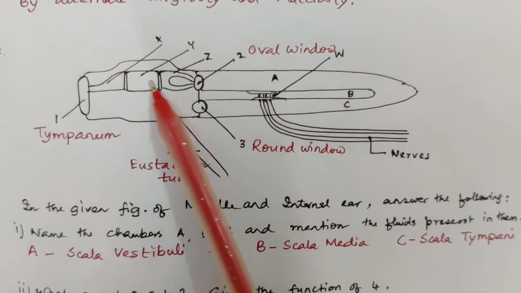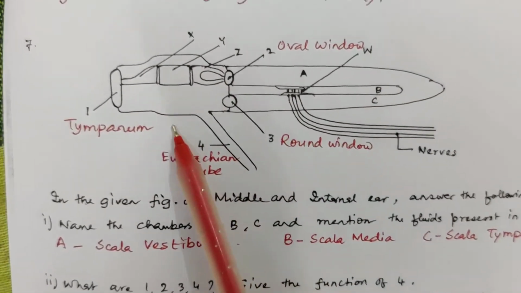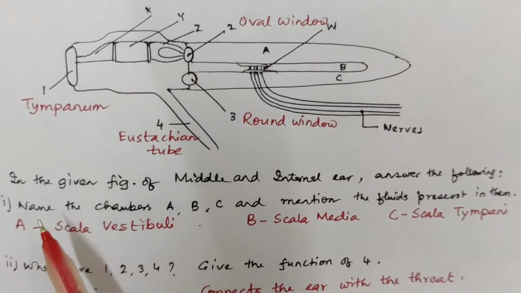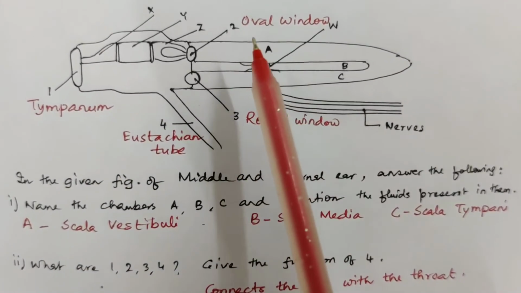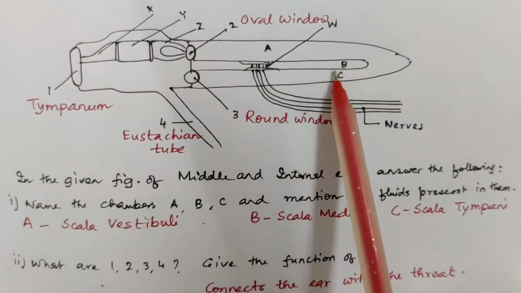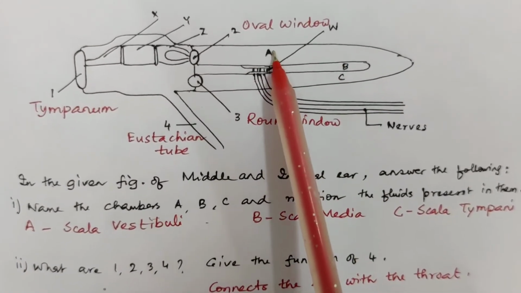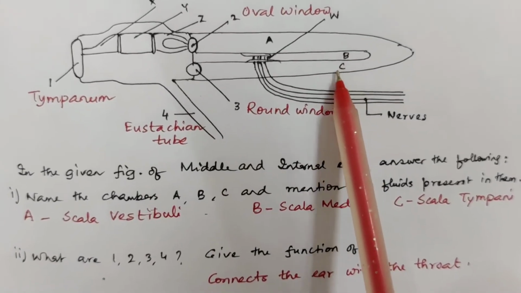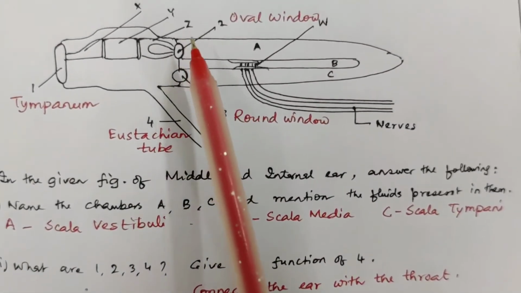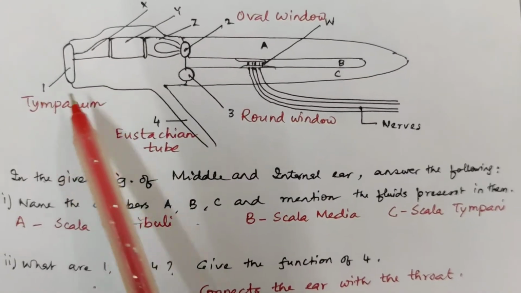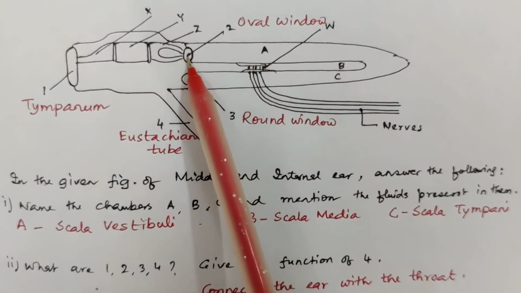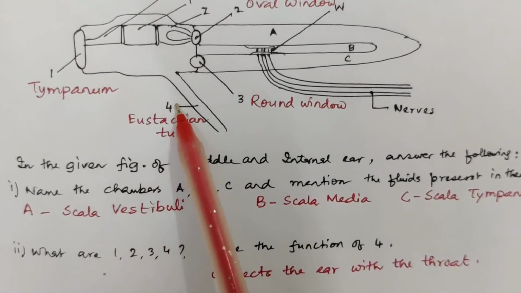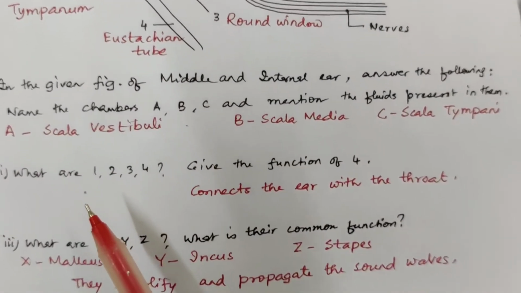Now here the middle ear and the inner ear is given in schematic diagram. You have to label, name the chambers A, B, C. These are the 3 chambers A, B and C. A is scala vestibuli, B is scala media, and C is scala tympani. What are 1, 2, 3 and 4? 1 is tympanum, 2 is oval window, 3 is round window, and 4 is eustachian tube.